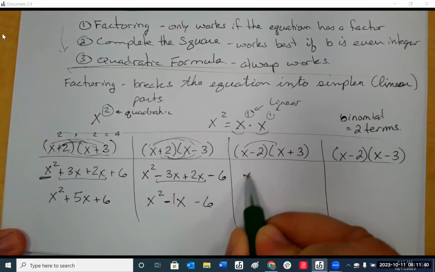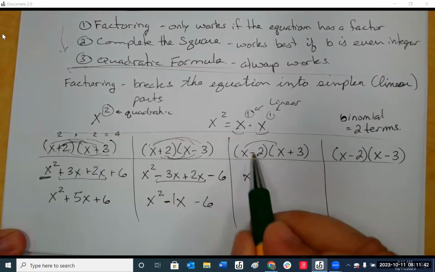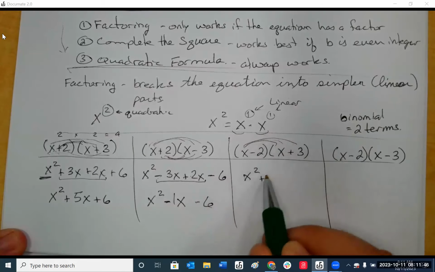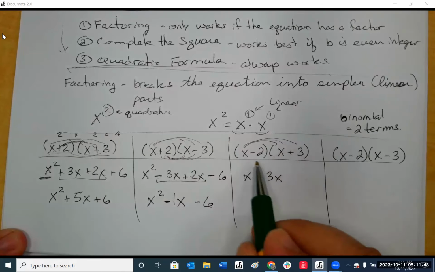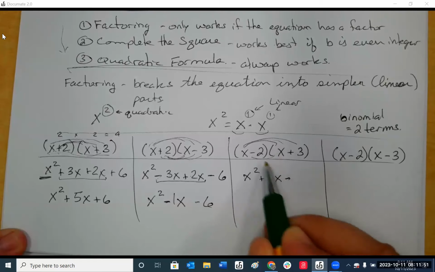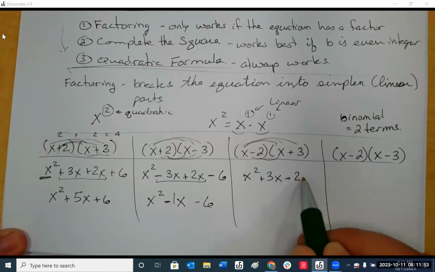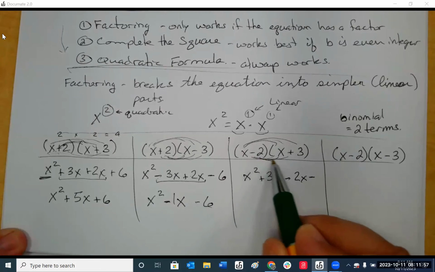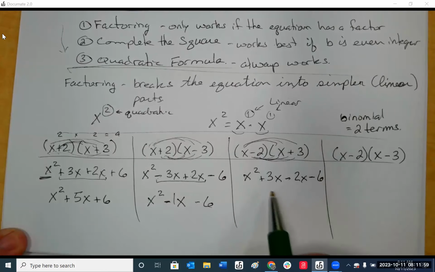x times x is x squared. Positive times positive is positive. x times 3 is 3x. Negative times positive is negative. 2 times x is 2x. Negative times positive is negative. 2 times 3 is 6. Again, combine like terms.